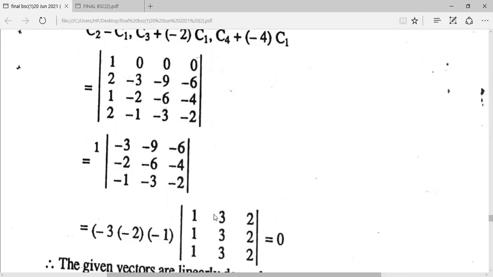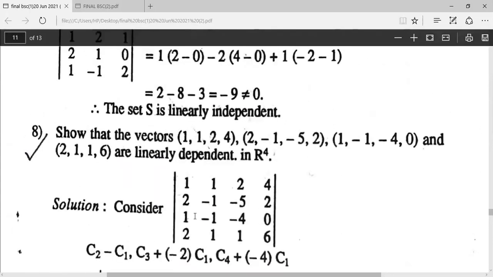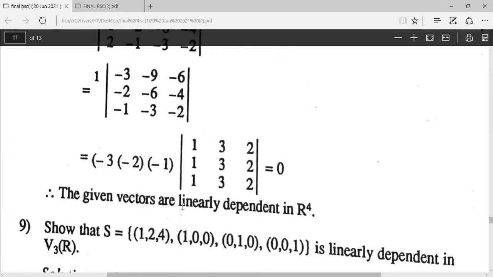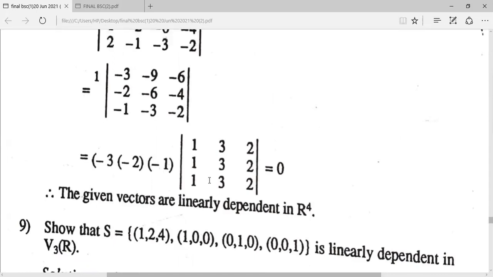Two rows are identical. So if two rows are identical, value of the determinant is 0. Not only first row and the second row, third row is also identical. Therefore, value of the determinant is 0. If the determinant value is 0, according to that theorem, it should be linearly dependent. Therefore, given vectors are linearly dependent in R to the power 4.